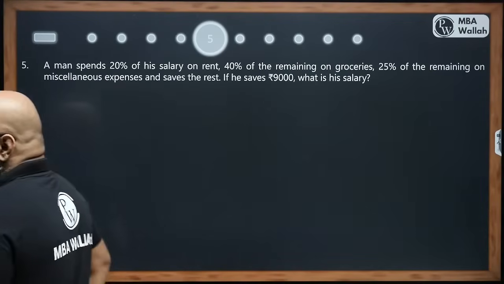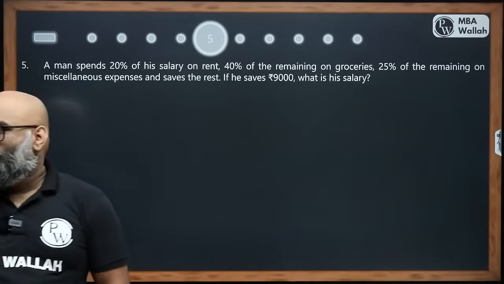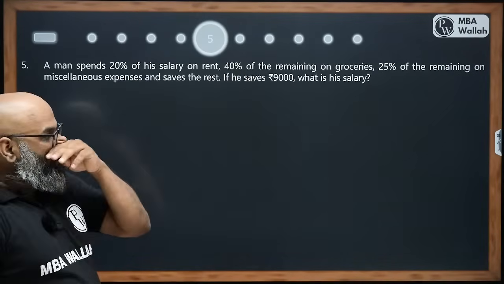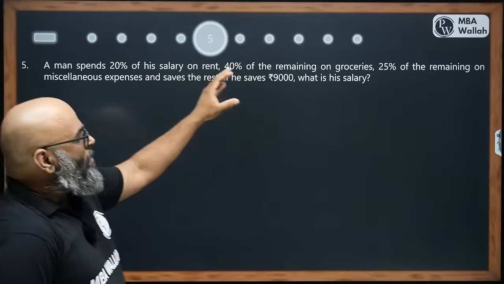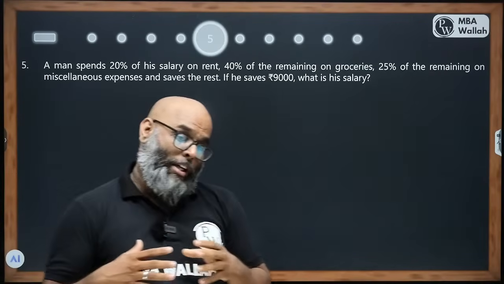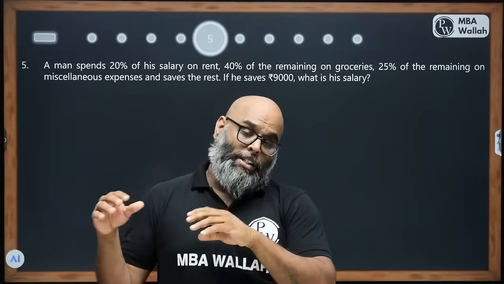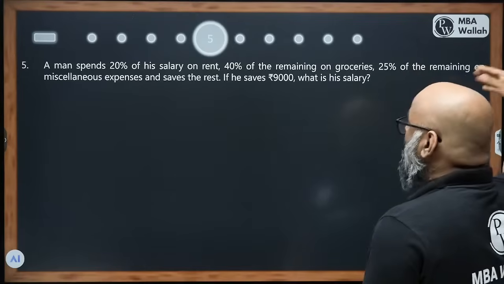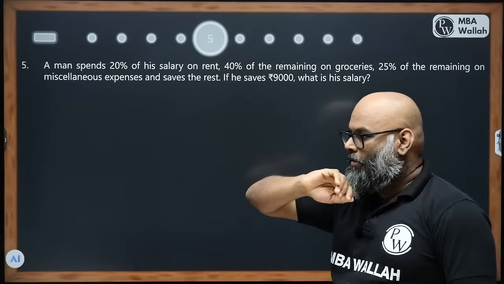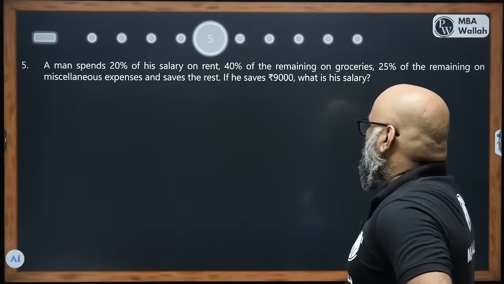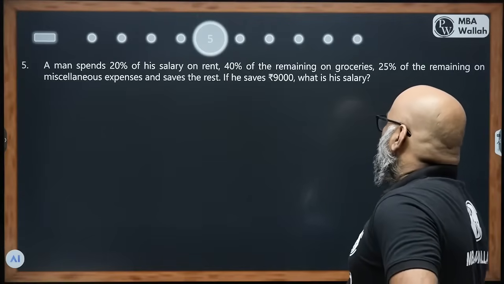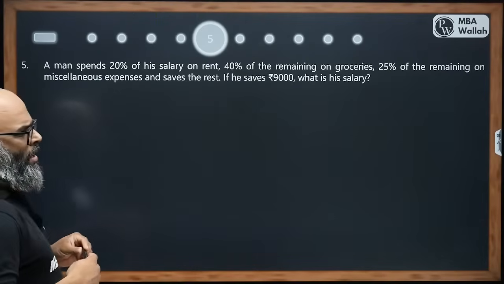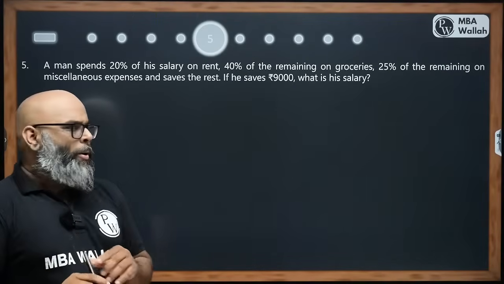This is also a beautiful question to work with. A man spends 20% of his salary on rent, 40% of the remaining on groceries. Remember that it's not 40% on groceries, 40% of the remaining on groceries. Remember that. 25% of the remaining on miscellaneous expenses, and saves the rest. If he saves 9,000, what is his salary? Beautiful question. I'll show you there is something that you need to know here.